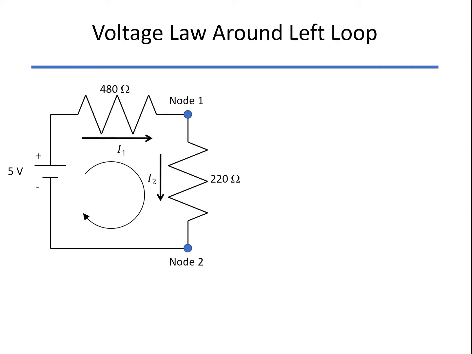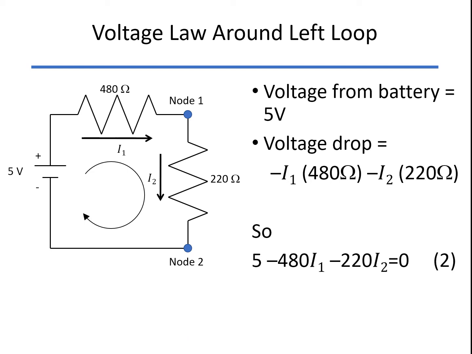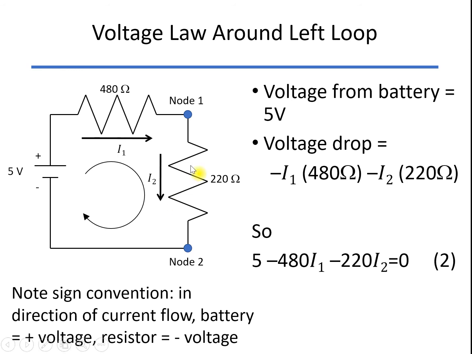Now let's look at the voltage around the left loop, and so we follow it in this direction. We have a step up here from the voltage, we have drops from these two resistors, and so they come up with the second equation here that only involves current 1 and current 2. And notice that if we go around a loop in a constant direction, when we have a battery, that's a plus value, and when we go across a resistor, those are negative values.